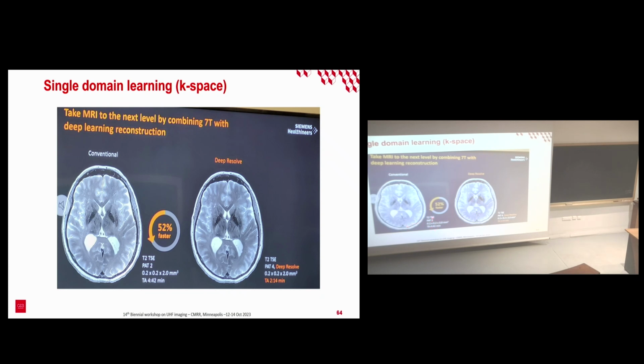Conventional exam on the left with a T2 weighted contrast, turbo spin echo, iPAT factor of 2, which means an undersampling factor along the phase encoding direction of 2. And here, basically, what they obtain is an iPAT factor of 4 with Deep Resolve, with a 200 micrometer in-plane resolution. But still, as you can see, 6 slices, because it's 2D imaging, it's not 3D imaging.